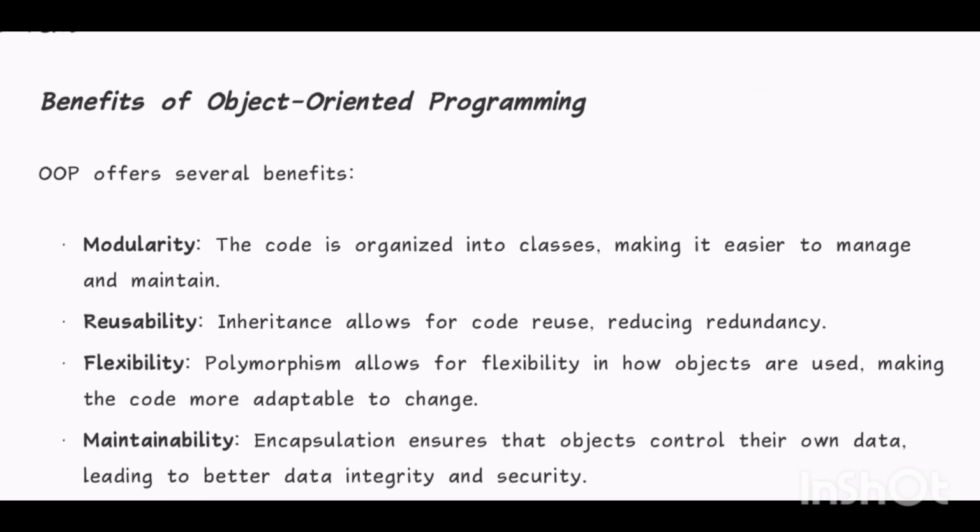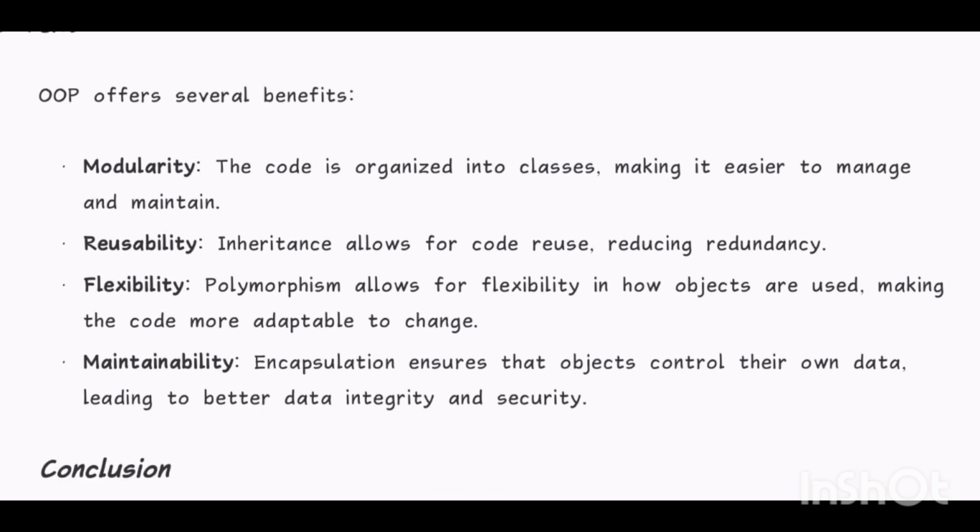Benefits of object-oriented programming. OOP offers several benefits. Modularity. The code is organized into classes, making it easier to manage and maintain. Reusability. Inheritance allows for code reuse, reducing redundancy. Flexibility. Polymorphism allows for flexibility in how objects are used, making the code more adaptable to change. Maintainability. Encapsulation ensures that objects control their own data, leading to better data integrity and security.